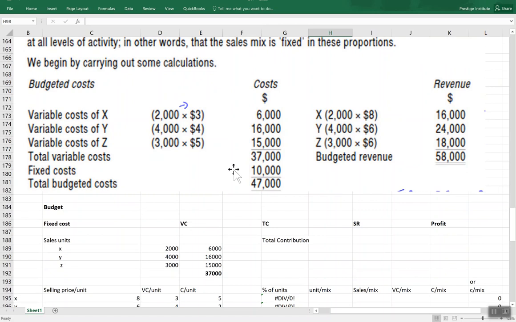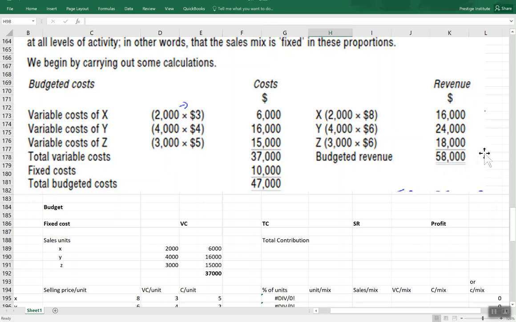Okay, so we have units, 2,000, 4,000 and 3,000. The variable cost is 3, 4, 5. Total becomes 6,000, 16,000, 15,000. And we have sales revenue of 8, 6, 6, which gives us 16,000, 24,000, 18,000.